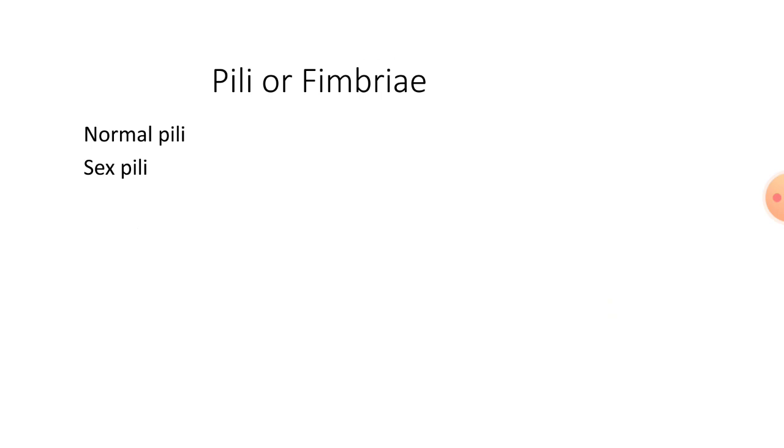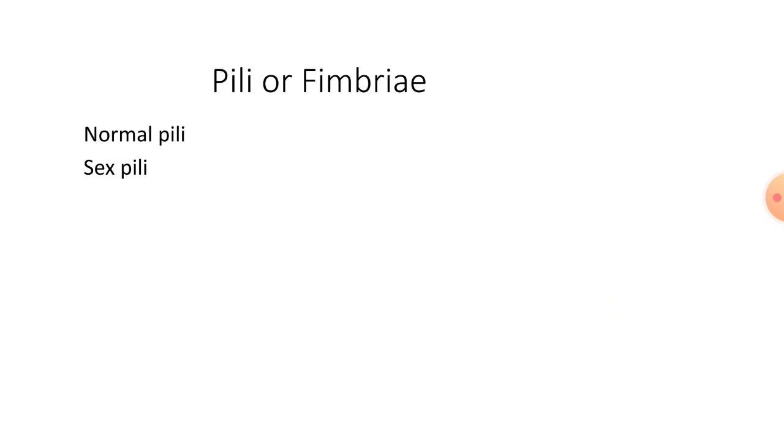And pili or fimbriae. There is a small difference between fimbriae and pili. Fimbriae are short appendages, tube-like structures, whereas pili are somewhat longer than fimbriae. They are also tube-like structures. Generally, they are seen in gram-negative bacteria. Normal pili or fimbriae are mainly meant for attachment to the substratum only.